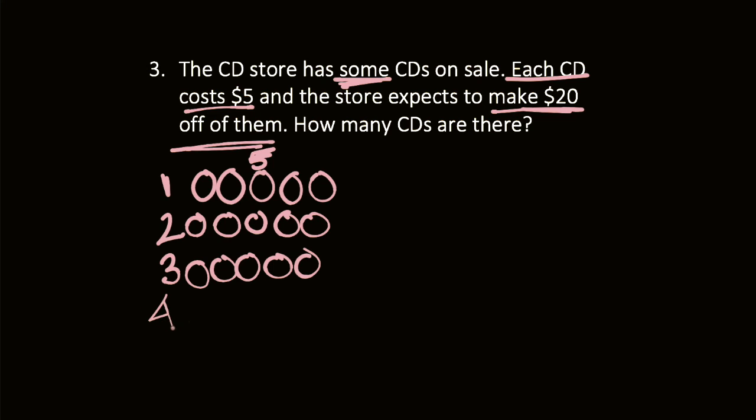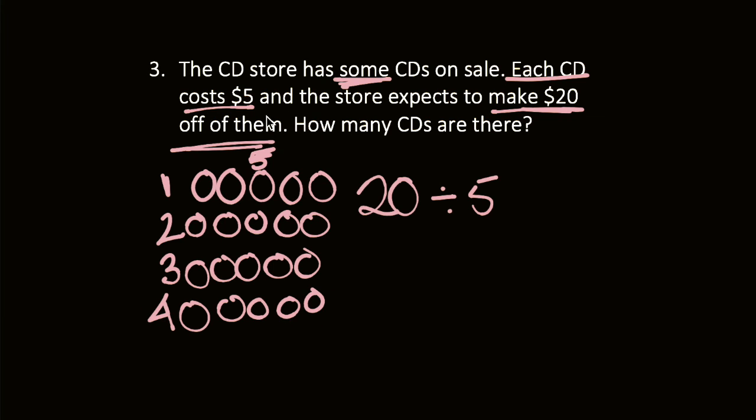So we have to add another row, and then we would get $20, because we have a total of 20, and each CD costs $5. So we would do 20 divided by 5, which over here we showed is equal to 4. 4 CDs. So we know that there's a grand total of 4 CDs that are on sale.